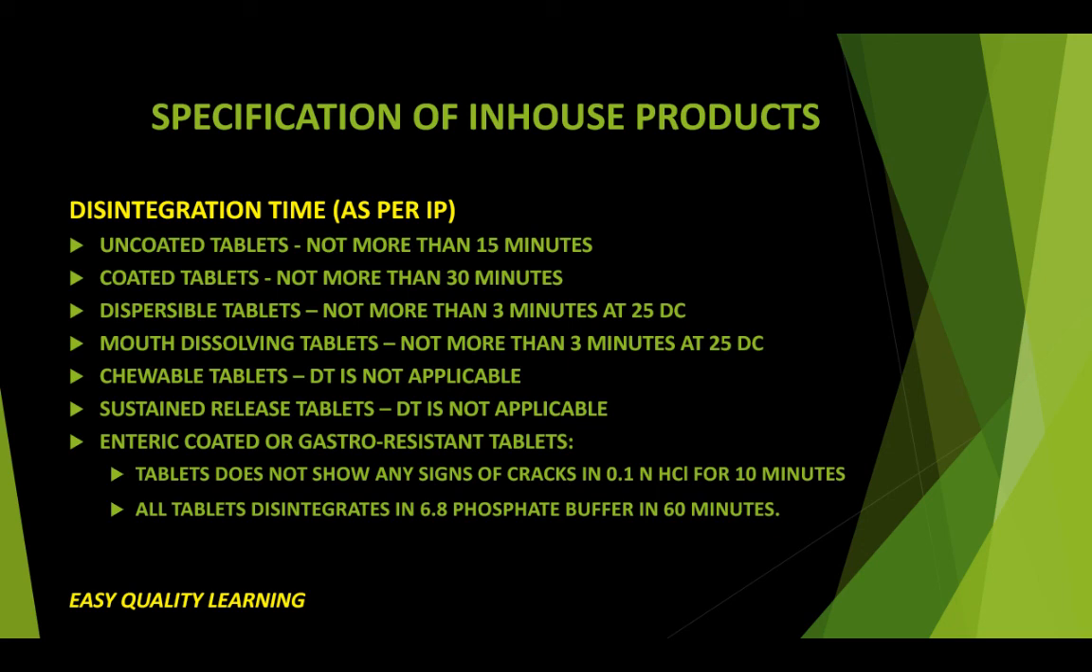For enteric coated or gastro-resistant tablets, it is done in 2 stages. First stage is the acid stage. In 0.1 normal HCl, the tablet should not crack within 2 hours. For 2 hours, we need to run the tablets in 0.1 normal HCl, and the drug release should not be more than 10%. All the tablets should not show any signs of cracks in 0.1 normal HCl for 120 minutes, that is 2 hours, and all the tablets should disintegrate in 6.8 phosphate buffer in 60 minutes.